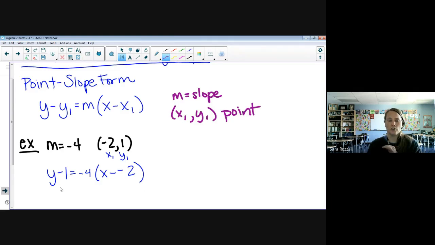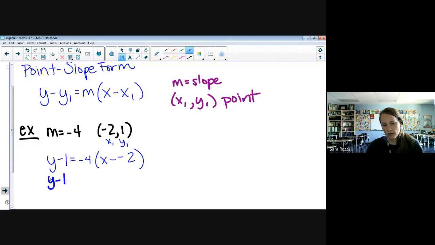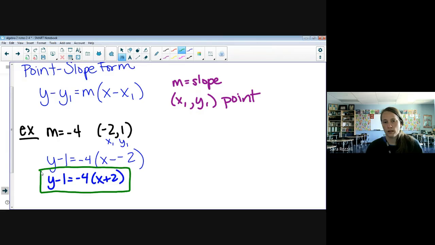I would do one change on this. What's the one change you would probably do if you were writing this that looks kind of weird? Would you change it to +2? Yeah, minus minus, I would change to a +2. So let's go ahead and do that just so you'll see it. So y minus 1 equals -4 times (x plus 2). And if you're asked for point-slope form, you're going to stop here.